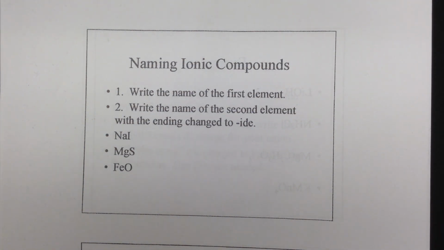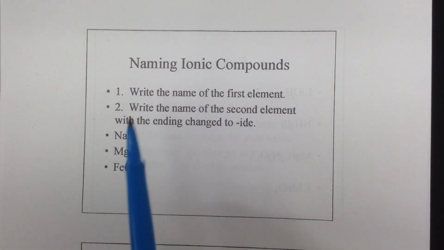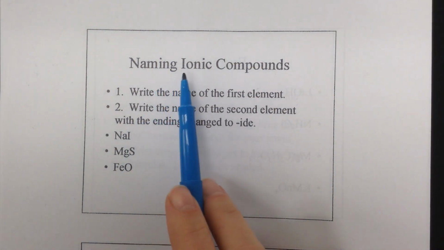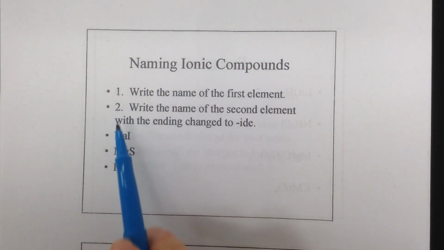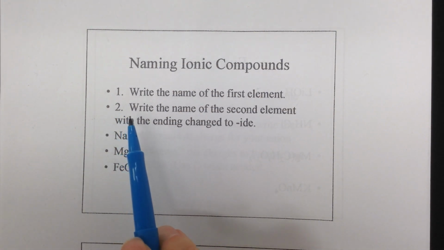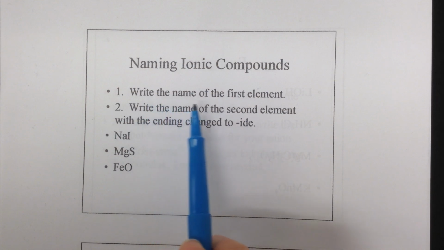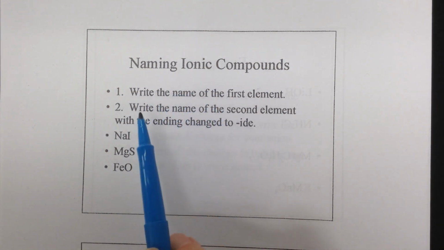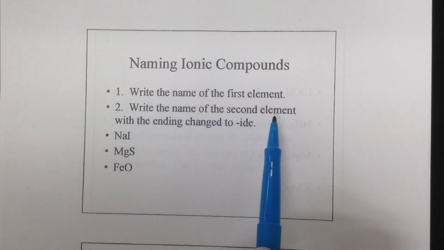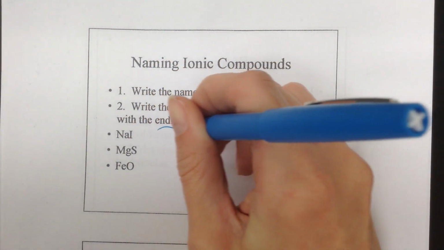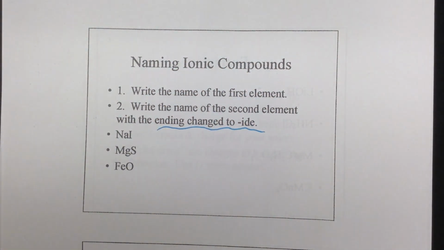What you're going to learn how to do today is name ionic compounds and write formulas for ionic compounds. So we're going to start with the naming first. You only have two rules to follow when naming an ionic compound. The first rule says write the name of the first element. The second rule says write the name of the second element, but change the ending to IDE. So let's go ahead and do our three examples.